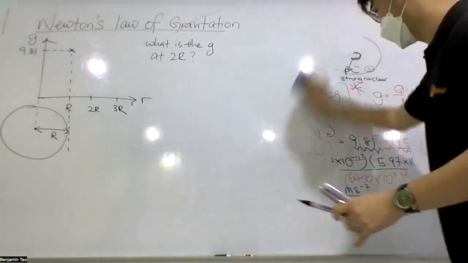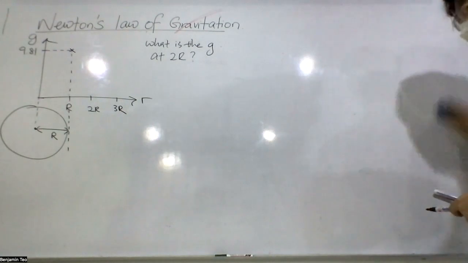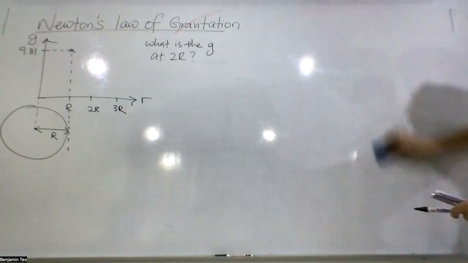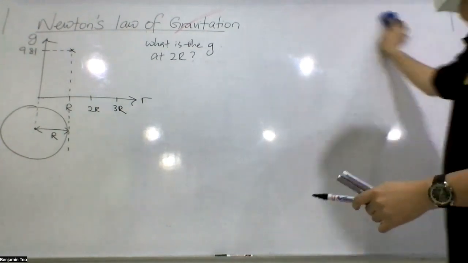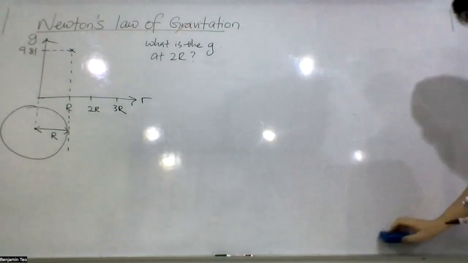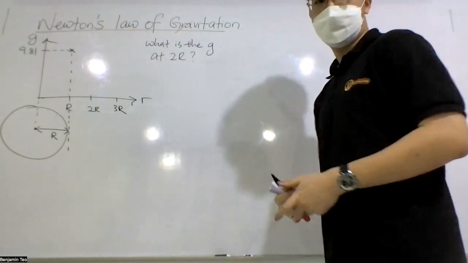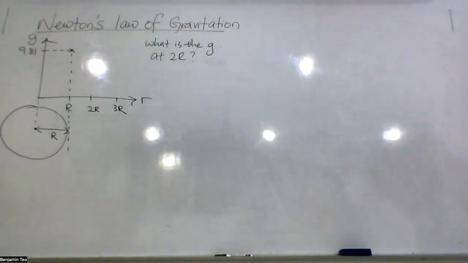If the mass is not given. Okay, so at surface, the g is 9.81. And what is the g at 2R, if you don't know the mass of the planet?